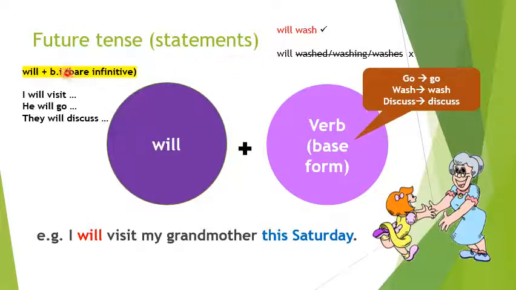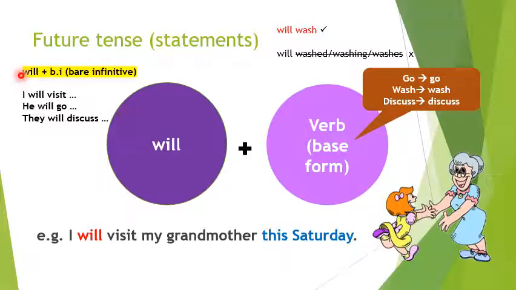We have to use the base form of the verb, or some people call it bare infinitive, BI, to make it short, for making notes. So I will go, I will watch, I will discuss. For example, I will visit Japan 3 years later. He will go to Disneyland this weekend. They will discuss a special topic tonight. Whenever you see will or time words like this Saturday, coming up Saturday, we need to use future tense.